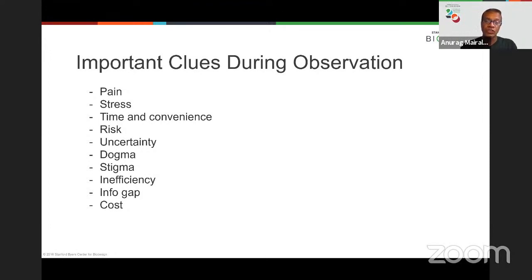You look for risks, you look for uncertainty. If they're not sure about something, or when the customer is doing something, the dogma, they're repeatedly doing certain things, or there's a stigma that you see, right? In mental health, for example. So these are the different clues that you look for when you're doing observation.